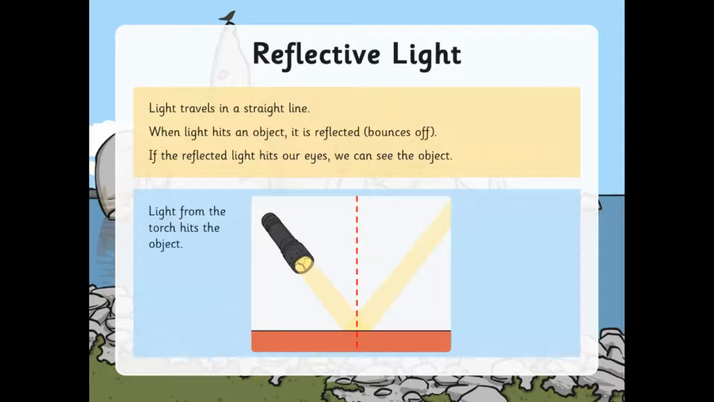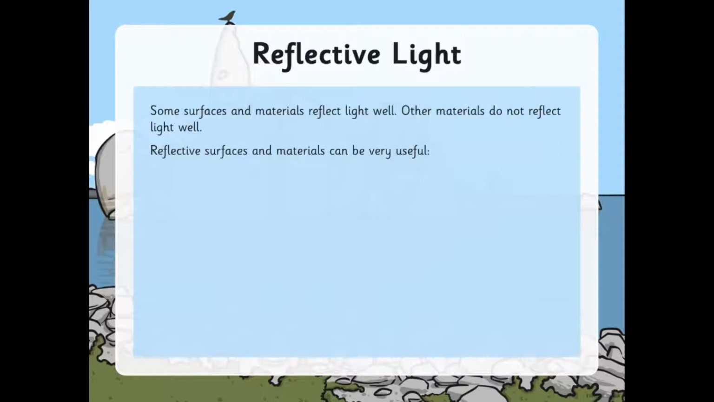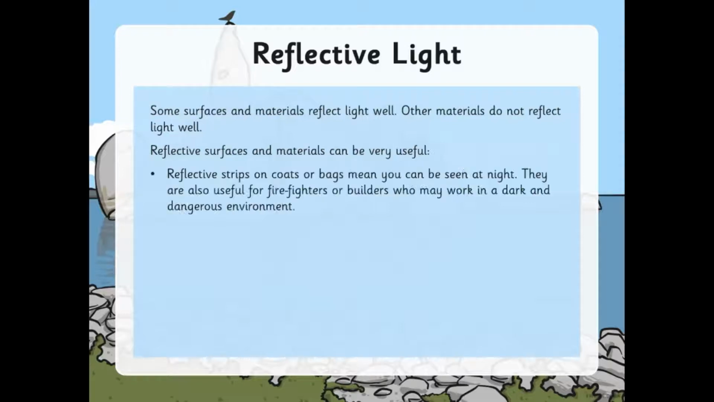Okay, so the light from the torch hits the object. We can see those lines coming down there and then coming back, and the light is reflected from the object. Some surfaces and materials reflect light well. Other materials do not reflect light well. So reflective surfaces and materials can be very useful. Reflective strips on coats or bags mean you can be seen at night. They are also useful for firefighters or builders who may work in a dark and dangerous environment.